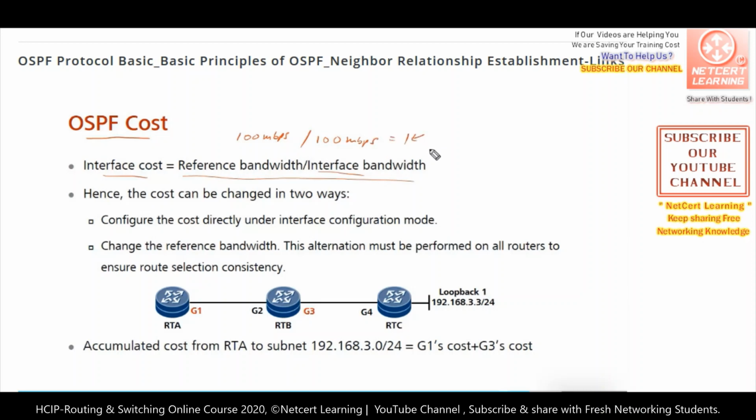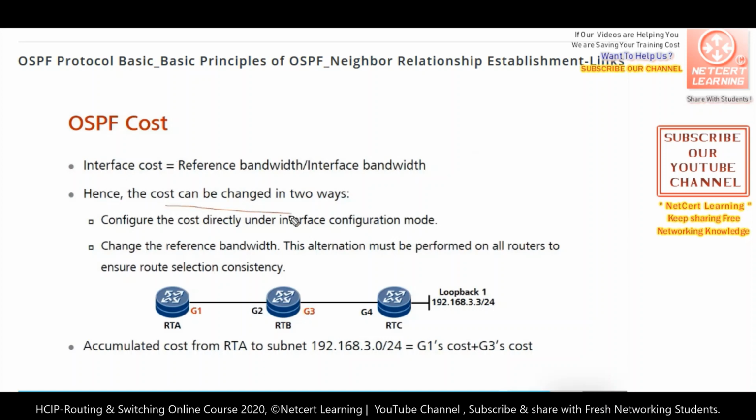Now, integer number 1 is the lowest that we can get. So assume that we have 100 megabit per second as a reference bandwidth, and my actual interface is 1 gigabit, which is 1000 megabit. That will become 0.1, right? So the OSPF cost cannot be 0.1. The minimum that we have is 1 only. So in this case, regardless of 1 gigabit per second or 100 megabit per second, the cost of both of them is equal to 1. All right, so in this topic, we look into how to calculate the cost.